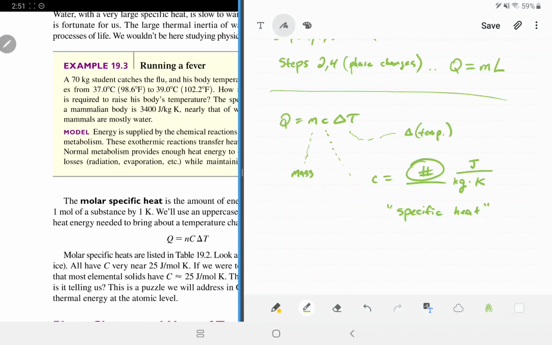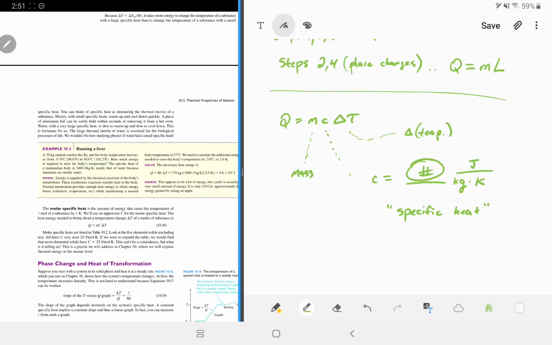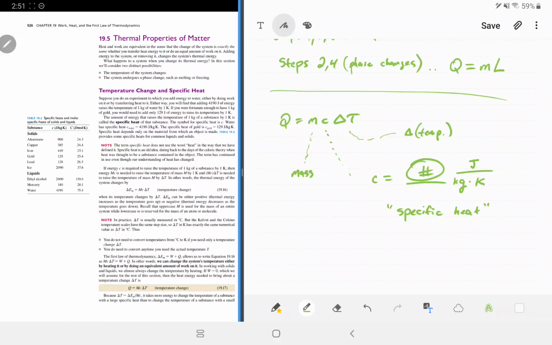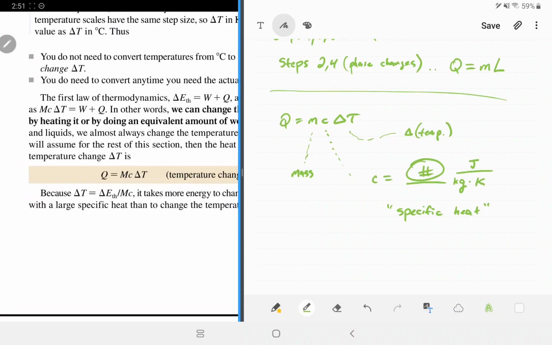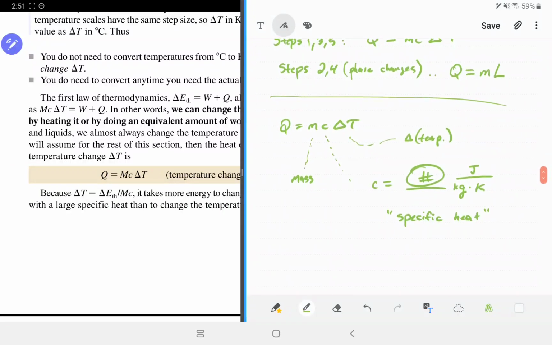So if someone just says specific heat or massive specific heat by mass, they're referring to this formula. And for solids and liquids, this one's more useful. When we talk about gases, we'll use the other one. So I won't write down the other one right now. We're going to see it plenty in future videos.